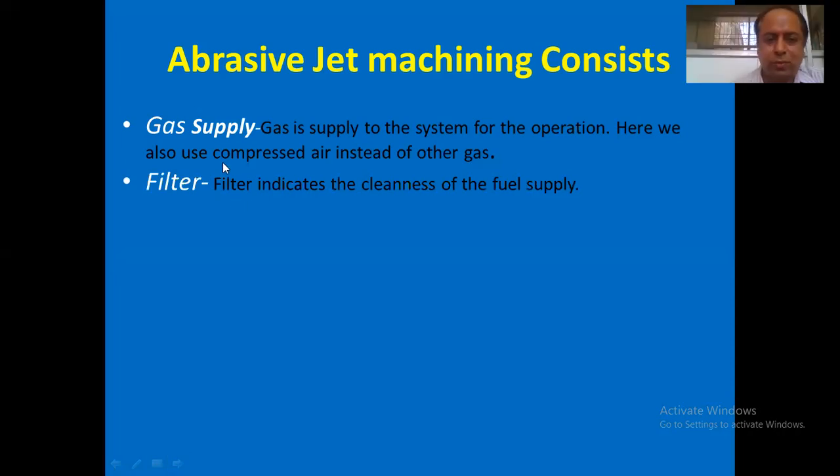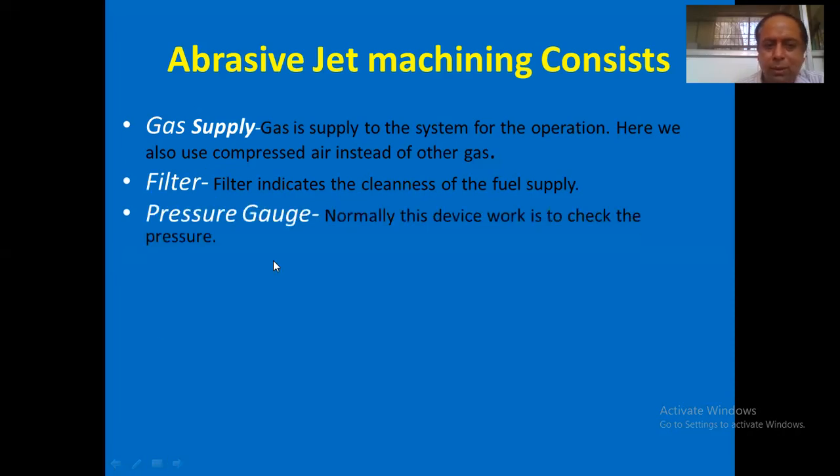Filter. If you are using air, obviously you have to go for filtering. You have to remove the dirt and all the things, so filters are there for removing impurities. Pressure gauges are there, because you have to maintain some kind of pressure. The pressure regulator and pressure gauges are used to maintain the desired pressure. It can change depending on the hardness of the material. If the abrasive material changes, the pressure and velocity can also change.